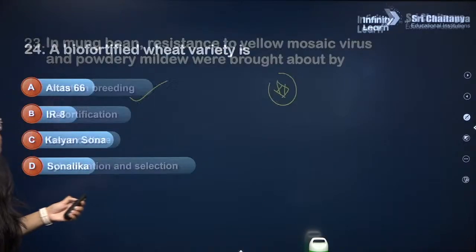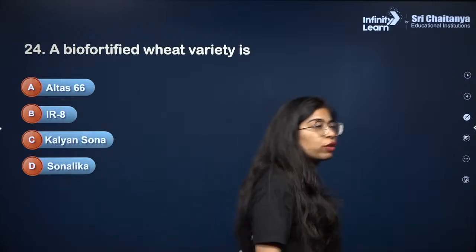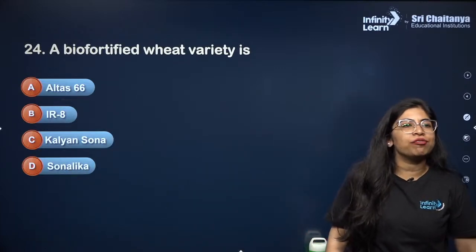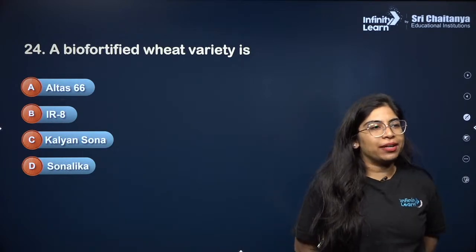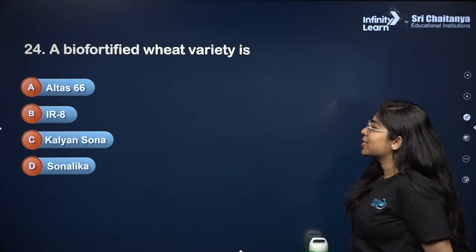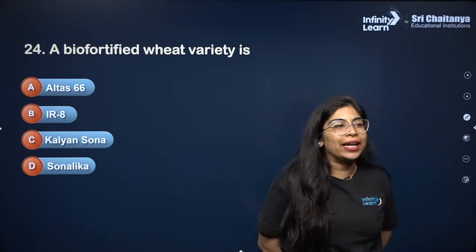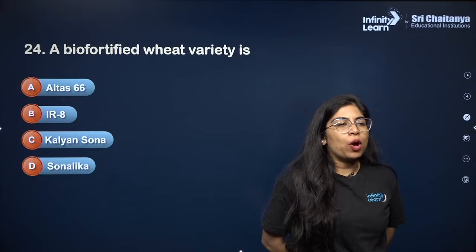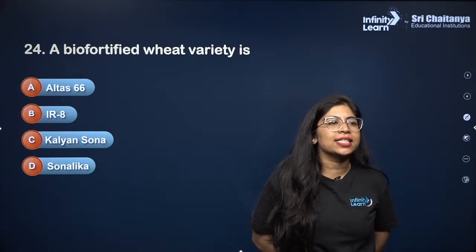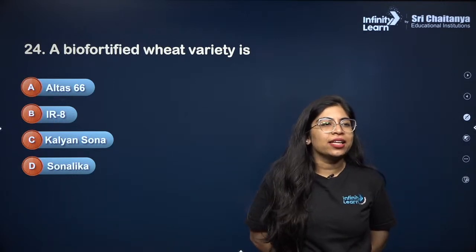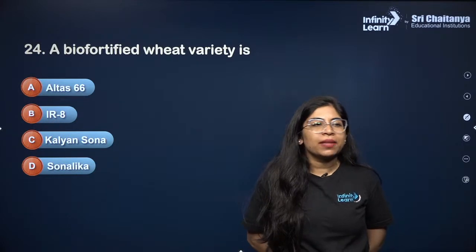Okay, very good everyone. Biofortified varieties of wheat. What are the names of the biofortified varieties of wheat? Bhargavi says A. Very good, beta. Very good, Bhargavi. What about this? Atlas 66, IR8, Kalyan Sona, Sonalika. Prompt answers here. Straightforward questions, everyone. We have 10 minutes. Aishwarya says C. Rahul says A. Any other answers here?